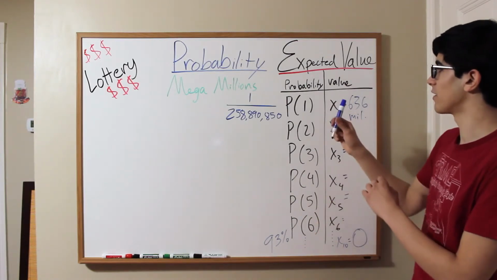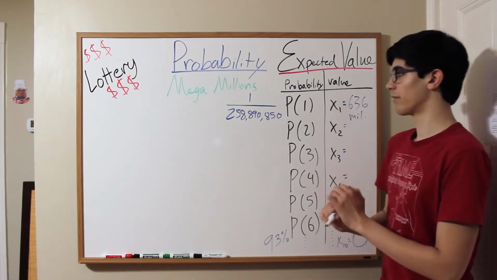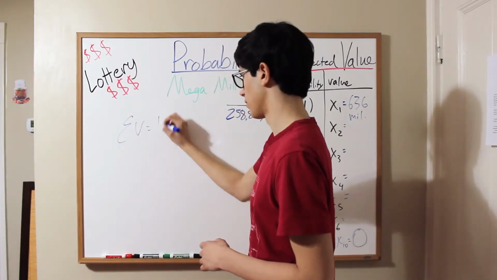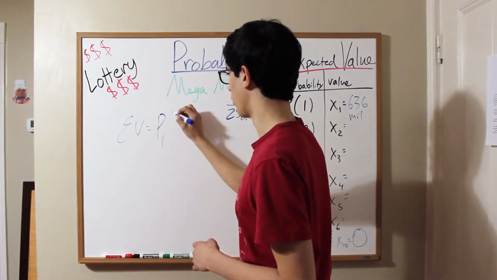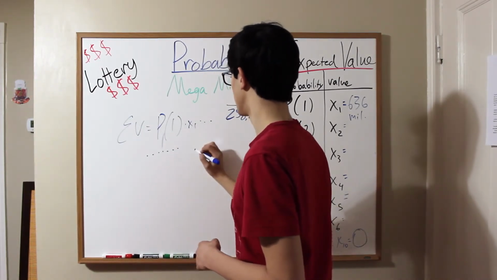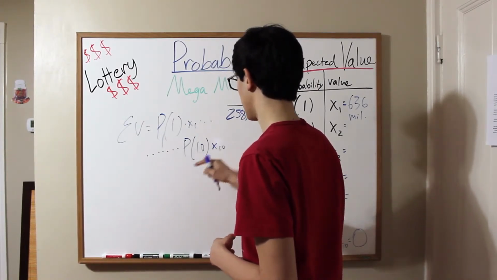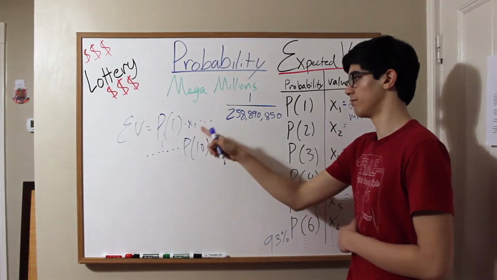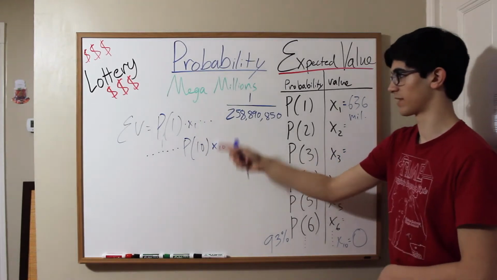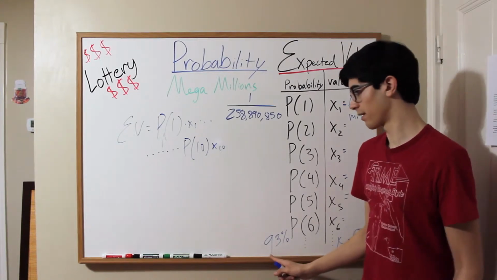Because the expected value is your profit, right? How much would you profit from this? So therefore we're going to do the expected value. I'm going to call it EV, which is probability of 1 times x of 1 all the way to probability of 10 times x of 10. So this is 1 in 258 million times 636 million, plus something else, plus something else, plus something else, all the way to -1 times 0.93, right?